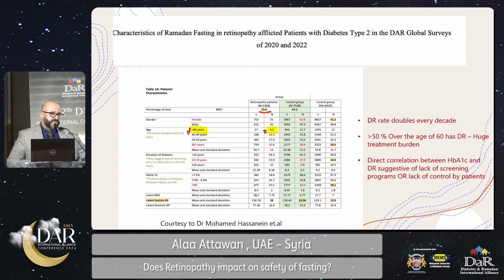Over the age of 60, 50% of the patients have had diabetic retinopathy, which creates a huge treatment burden for ophthalmology clinics and all the other clinics. On an audit that we've done previously, the number of clinical visits that diabetic patients come to the hospital for is probably about 180 visits in between endocrinology, cardiology, podiatry, neurology, nephrology, and ophthalmology. So it is a multidisciplinary disease.